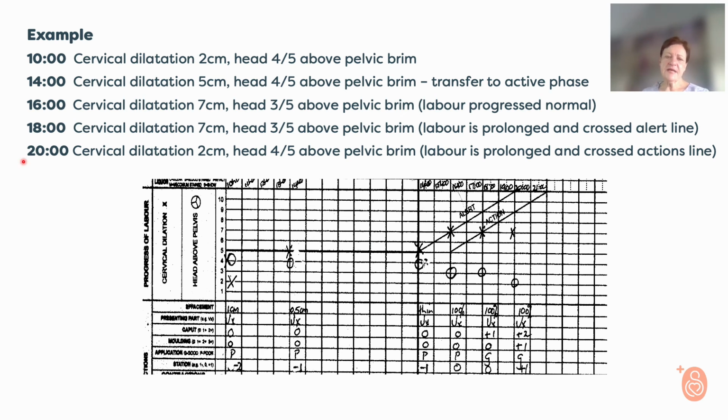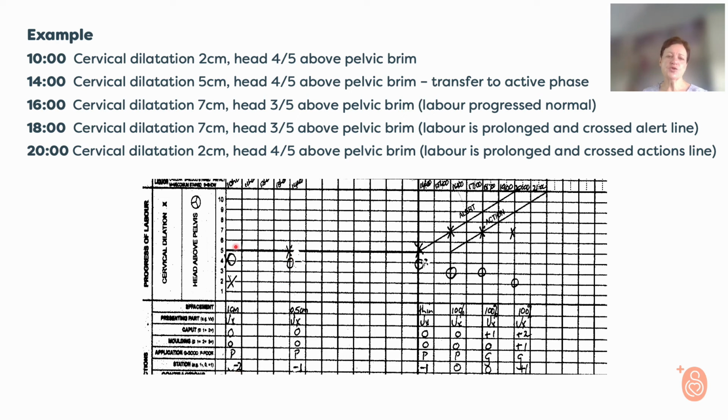Here you can see an example of this total progress part of the partograph that has been filled in. Here, for example, the patient has been admitted, say she's in labor now, it's 10 o'clock. There's 4/5 of the presenting part, of the head, still above the pelvis. The cervical dilatation is 2 centimeters. The effacement, the cervix is 1 centimeter long. The presenting part is the vertex. There's no caput, no molding. The application is poor, and the station is -2.